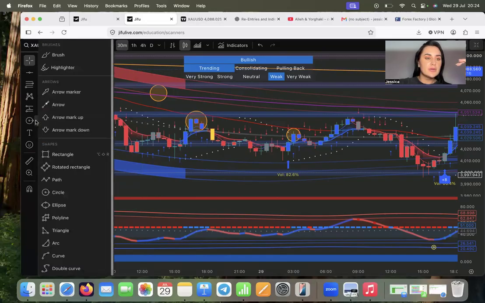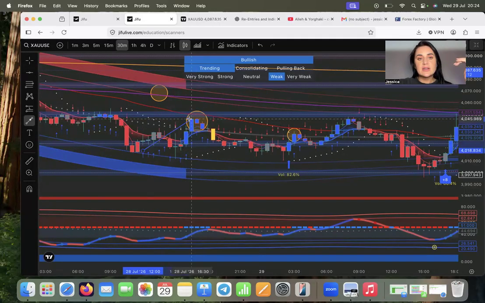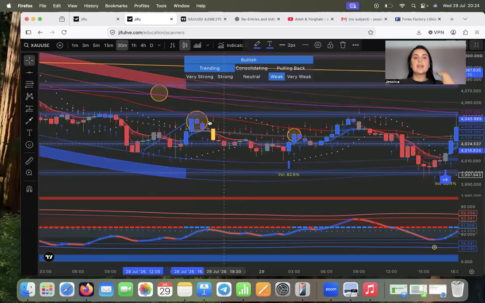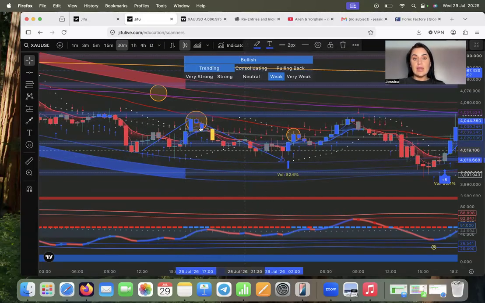Where's my arrows? So I caught this move here to here. Okay, because it would have taken me out here, because look what it formed. It formed an order block, and then went in another direction, into a downward direction, where we could have actually currently entered a sell here, but we're just using a buy as an example.